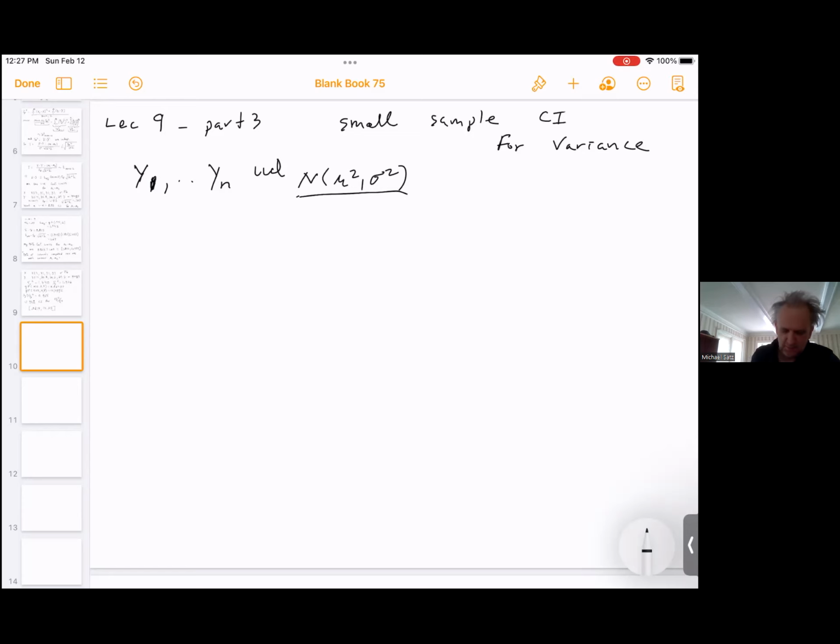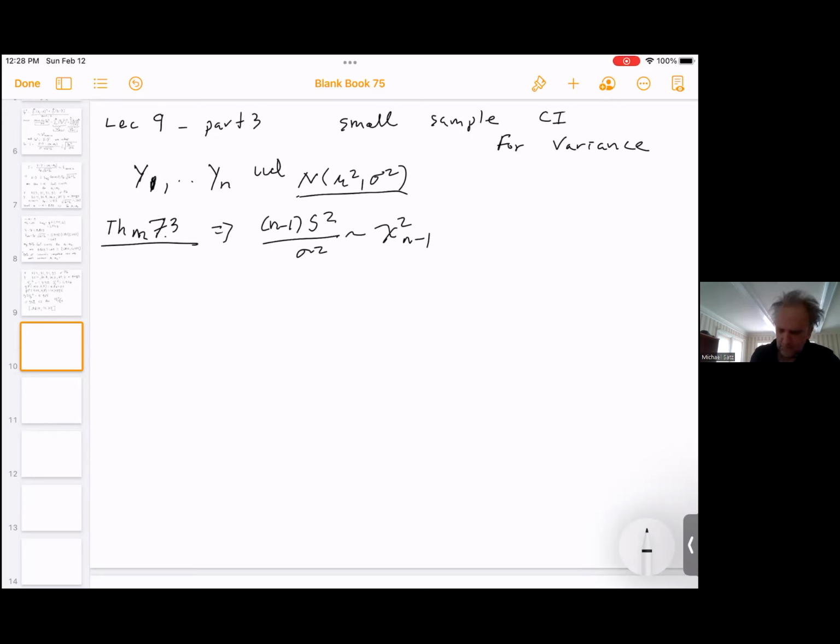And then Theorem 7.3, which we've used a lot now, says that (n minus 1) s squared over sigma squared is chi squared with n minus 1 degrees of freedom. And the confidence interval follows quickly from here.